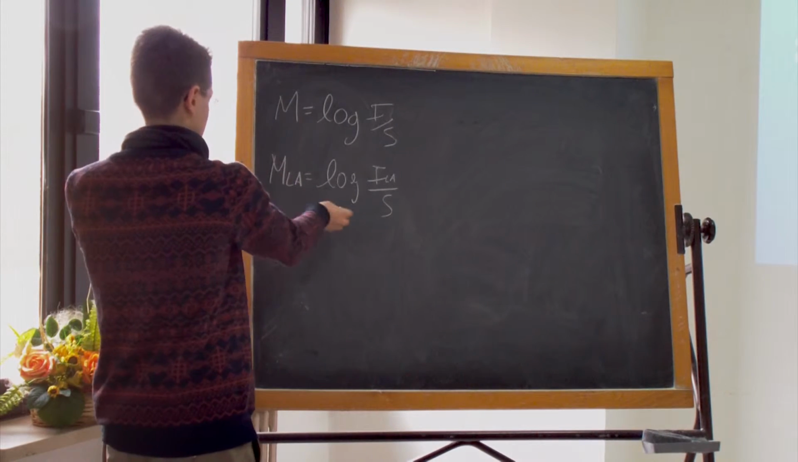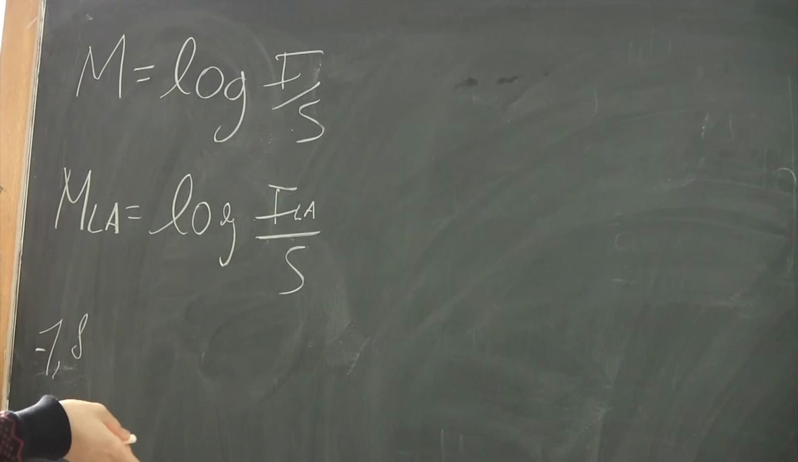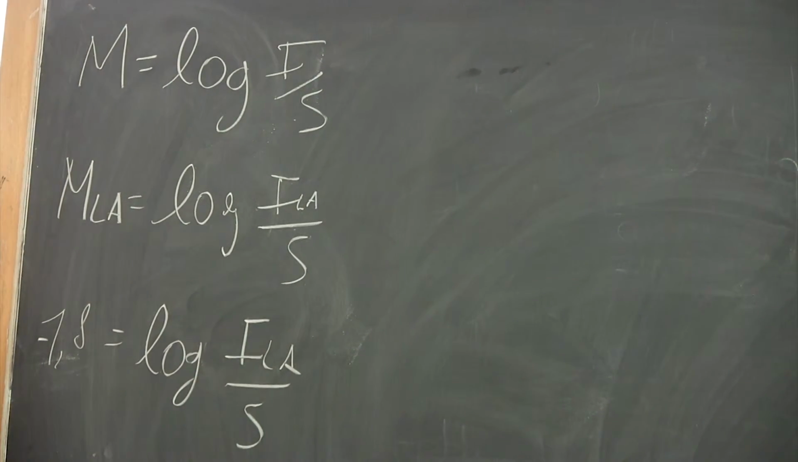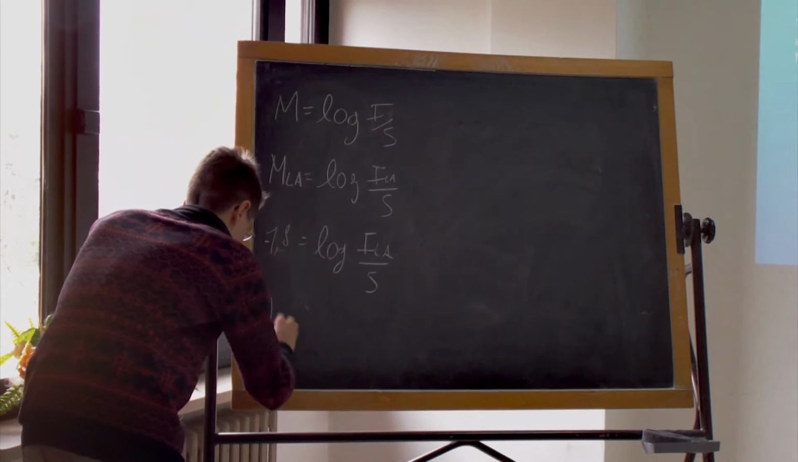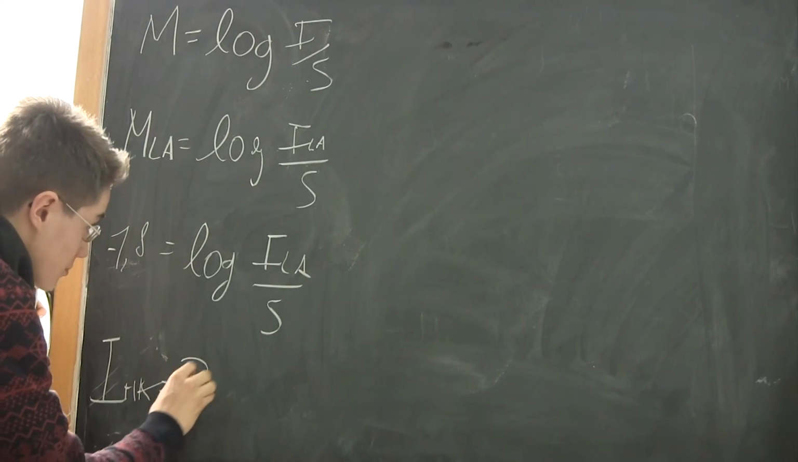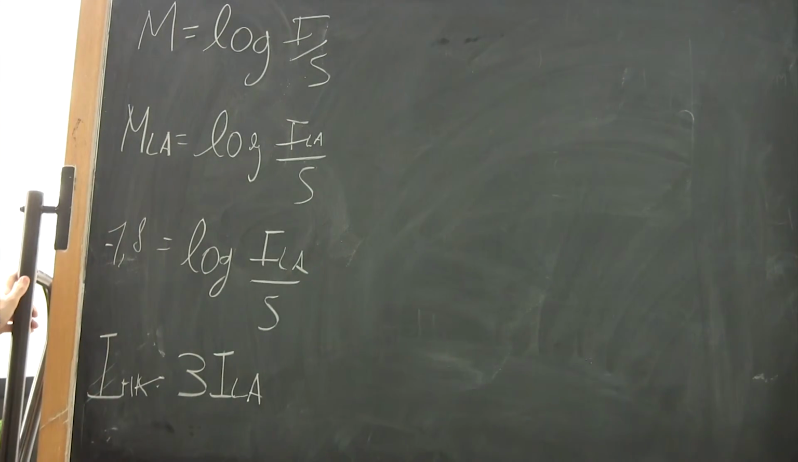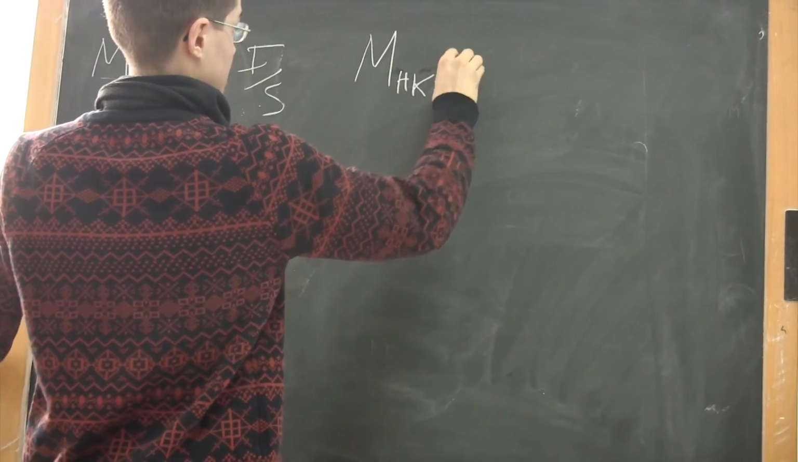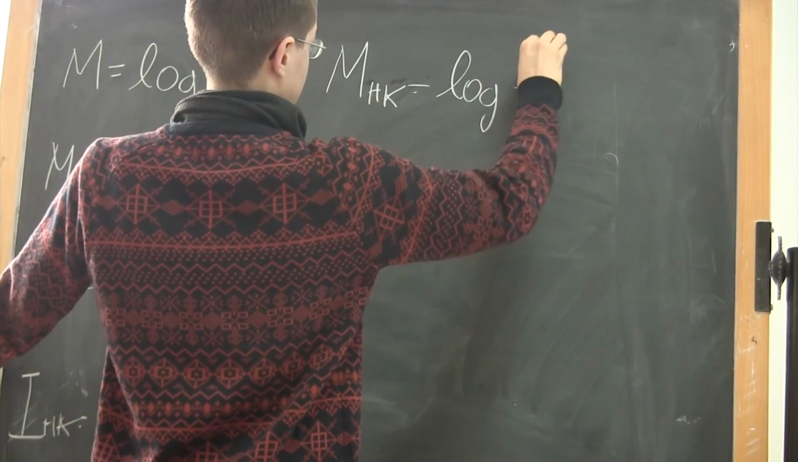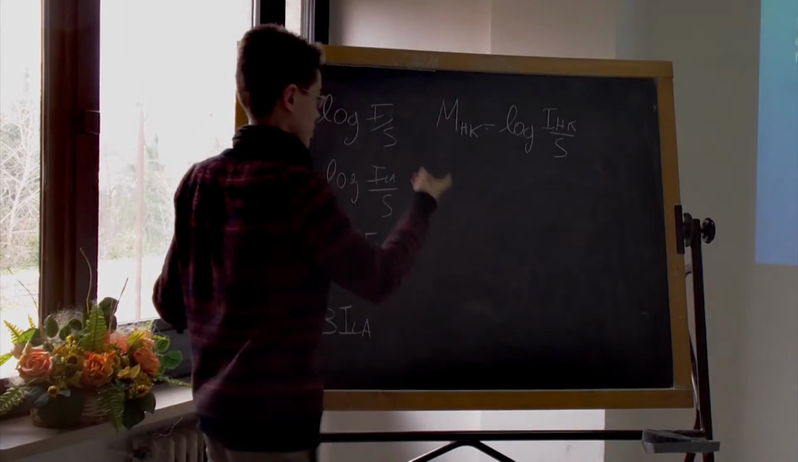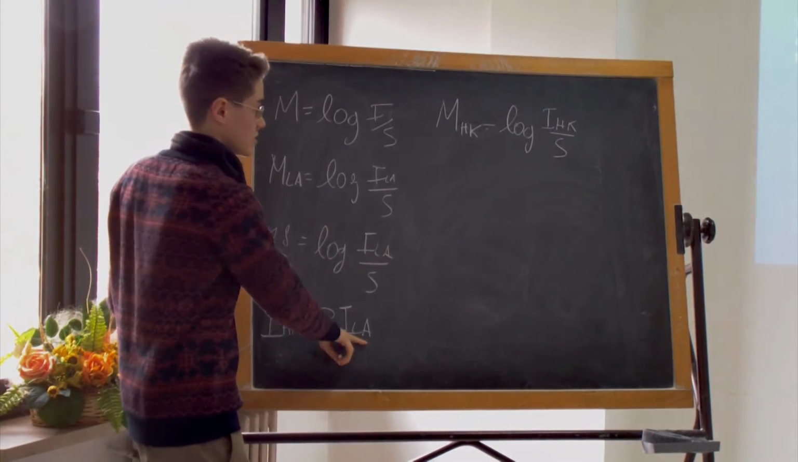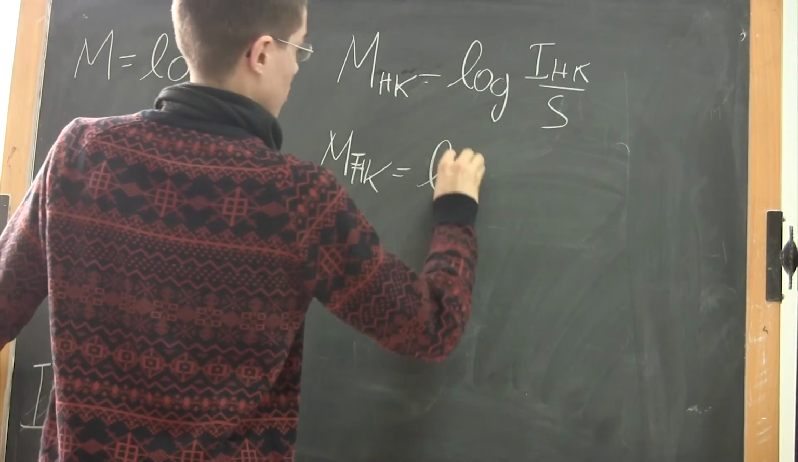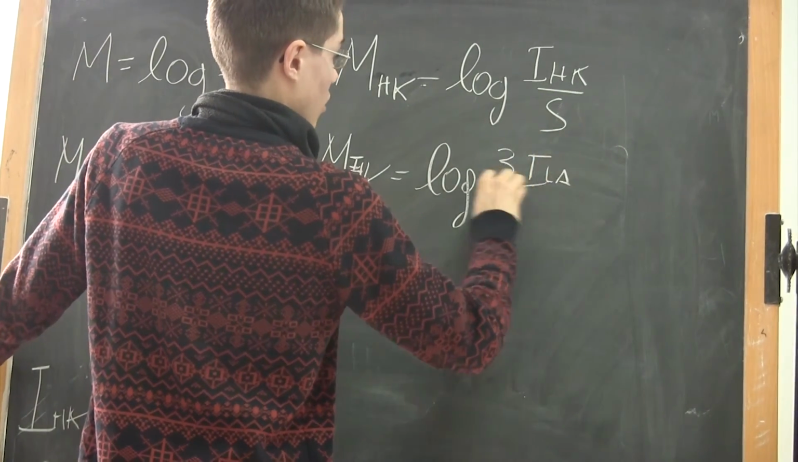Then 7.8, that is the magnitude in Los Angeles, is equal to the logarithm of intensity in Los Angeles on S. We know that the intensity in Hong Kong instead is 3 times the intensity in Los Angeles. So now we calculate the magnitude in Hong Kong, that is equal to the logarithm of the intensity in Hong Kong on S. But the intensity in Hong Kong is 3 times the intensity in Los Angeles. So M in Hong Kong is equal to the logarithm of 3 E LA on S.